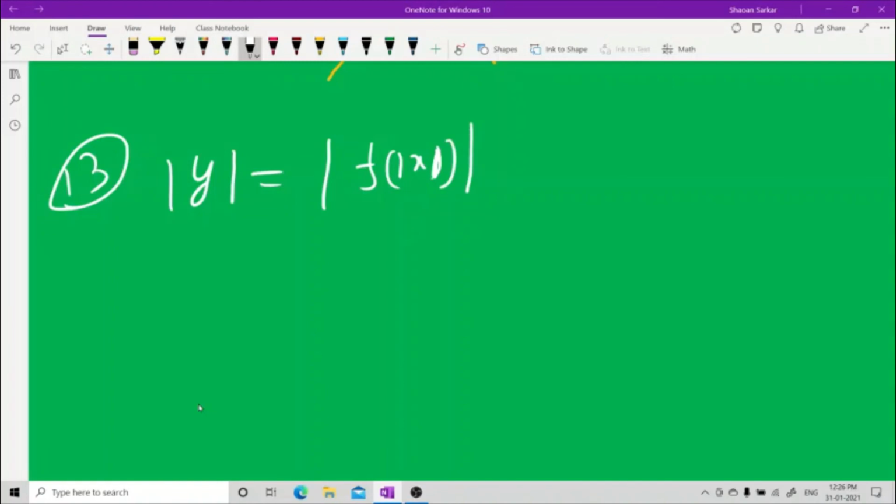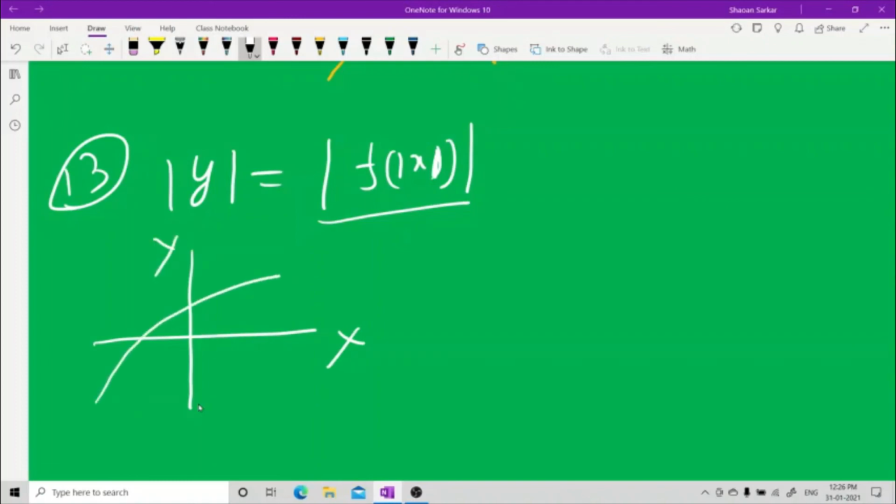Now what you do is take a graph. You know the steps for this. First you do the steps for this. Suppose you have a graph like this. This is your x-axis. This is your y-axis. No problem. Now this inside mod means you will neglect every portion on the x-axis less than 0. X less than 0 you will neglect. So now you take the image along the y-axis.